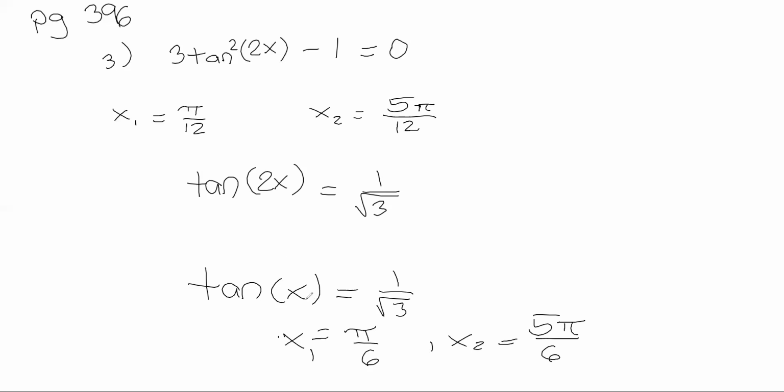But if it were just tangent of x, you would get pi over 6 and 5 pi over 6. So it makes sense that if we were to have a 2x instead of an x, our period would be cut in half, and therefore we would have pi over 2 times 6 and 5 pi over 2 times 6. So that's why these values have a 12 as the denominator instead of a 6, because we have a different period. It's just the change in period that makes this pi over 12 instead of pi over 6.